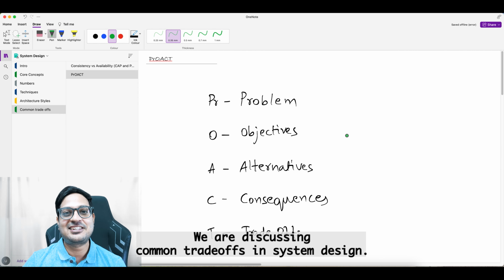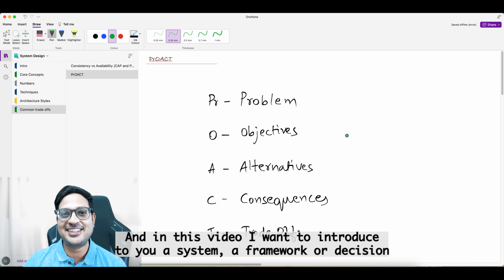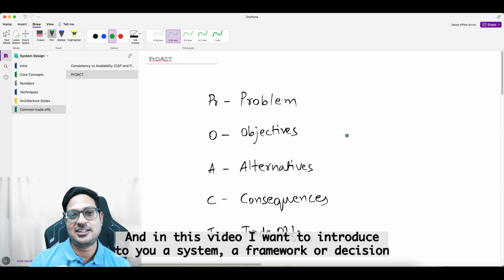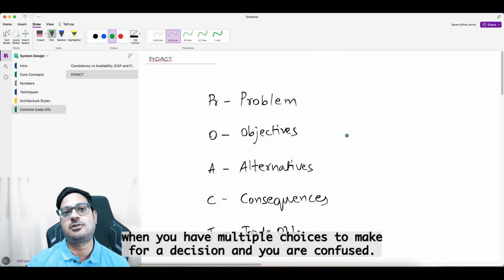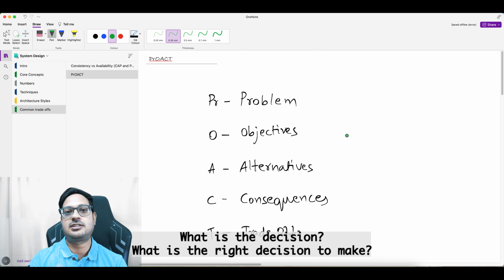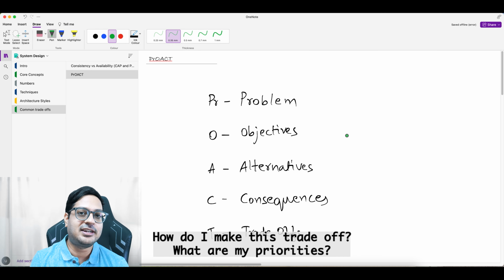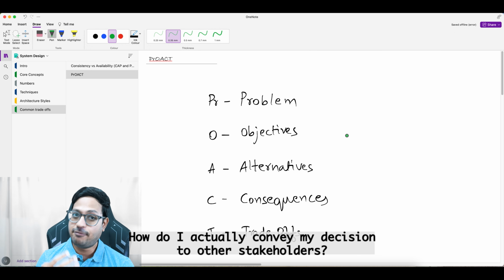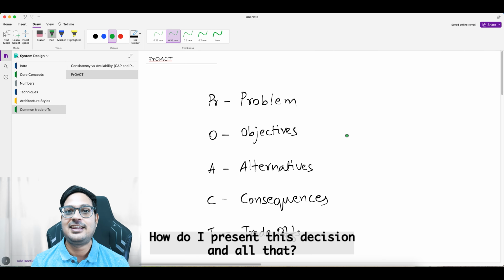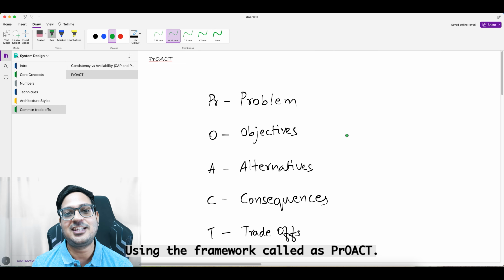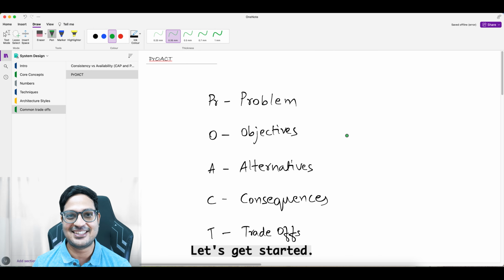Welcome back, engineers. We're discussing common trade-offs in system design, and in this video I want to introduce to you a framework, a decision-making mindset that you can use to make any trade-off analysis, especially when you have multiple choices to make for a decision and you're confused. What is the right decision to make? How do I make this trade-off? What are my priorities? How do I actually convey my decision to other stakeholders? How do I present this decision, and all that, using the framework called PrOACT? I hope you're ready. Let's get started.